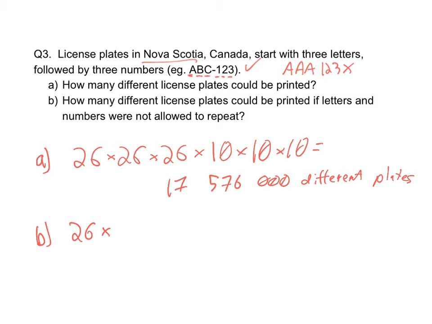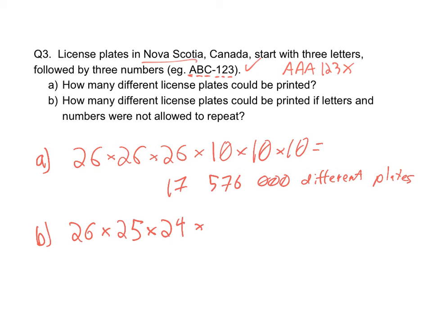we have 26 choices for the first letter. After we've chosen that letter, we can't choose that again. We have to pick a different one. So we have to pick any of the remaining 25 letters. And now after we've chosen a different letter, that's 2 letters that have been removed from the pool. So there are now 24 letters that remain to be chosen for the third one.